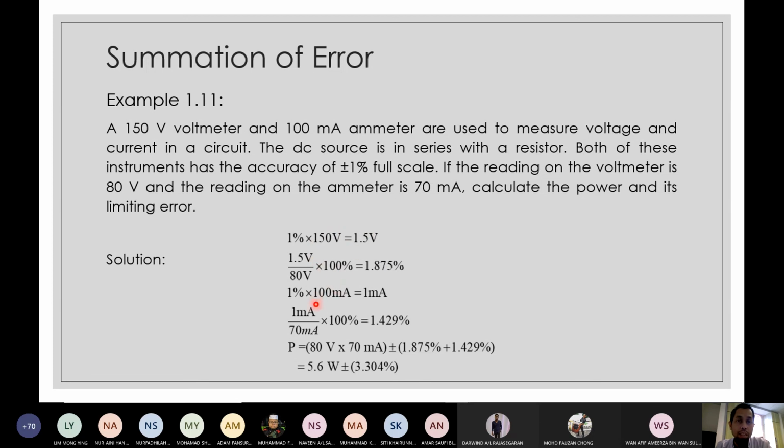And then for the ammeter, we get 1% multiplied by 100 milliamps, so we get 1 milliamp. 1 milliamp divided by 70 milliamps, we get 1.429%. So this is the voltmeter, this is the ammeter. To calculate the power, we get 80 times 70 milliamps, we get 5.6 watts. And then for the error, we add the percentage error from the voltmeter and from the ammeter to get 3.304% plus minus. And this is the summation of error.